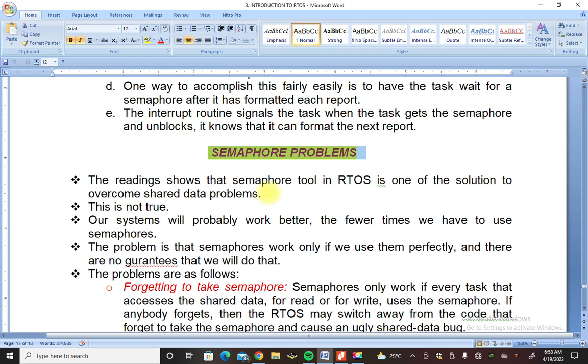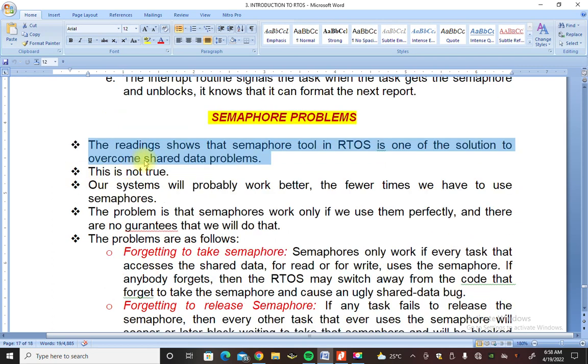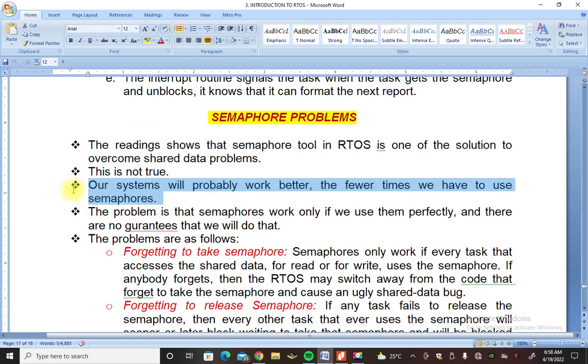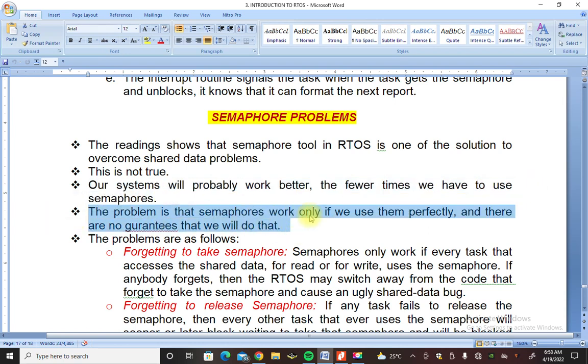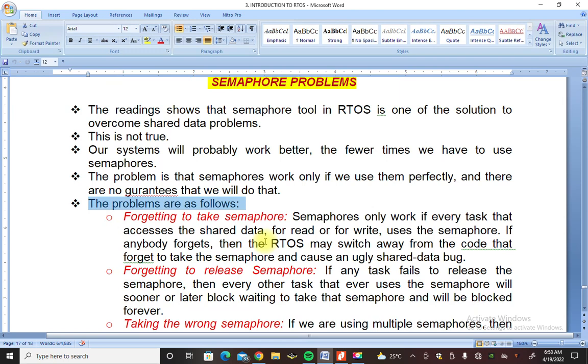What are the problems in using semaphores? The reading shows that the semaphore tool is one of the solutions to overcome the shared data problem. This is not true. Our systems will probably work better the fewer times we have to use semaphores. The problem is that semaphores will work only if you use them perfectly, and there are no guarantees that we do that. So what are the problems associated with semaphores?